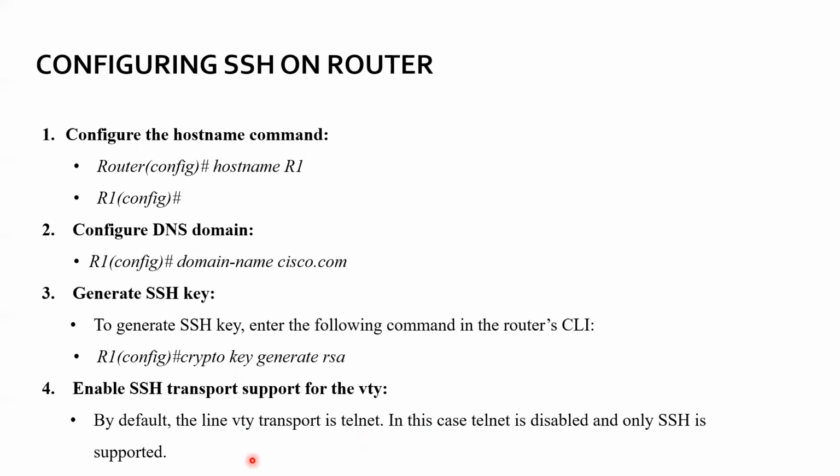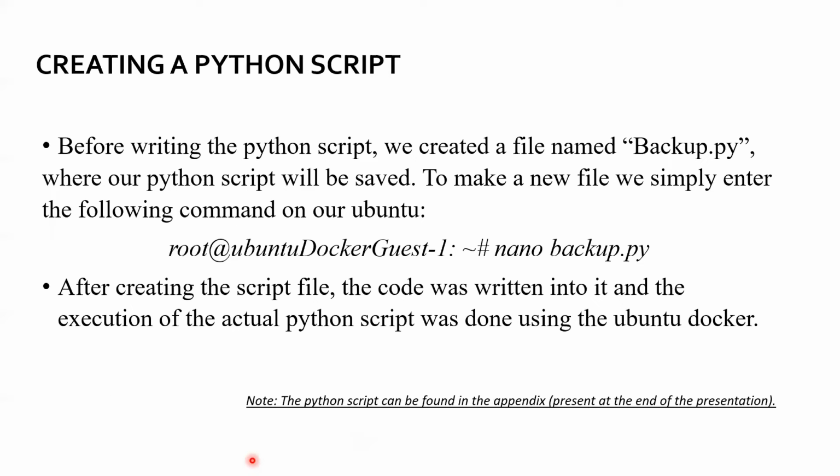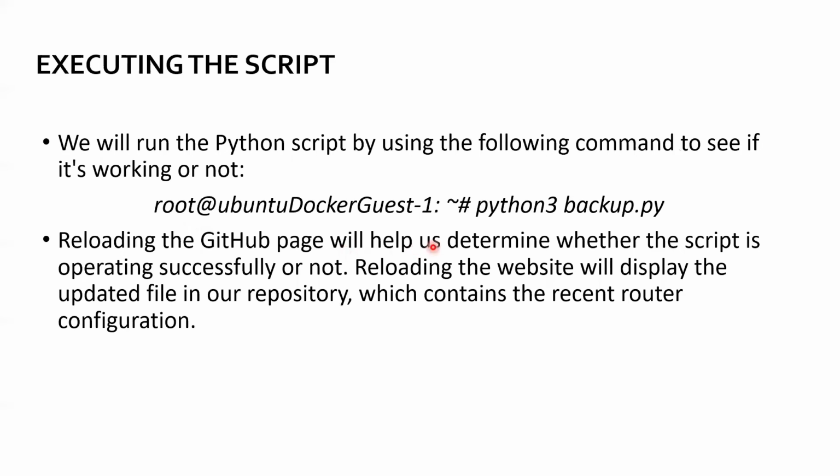Now we will go through all the commands that we have used in our Ubuntu Docker. Firstly, we will create a file name which is backup.py. We can use any random name. Here we have used backup.py, and we have created our Python script which is saved in nano backup.py, and we can access our Python script by writing the following command. In order to execute the Python script, we will write the python3 backup.py command in our Ubuntu Docker.